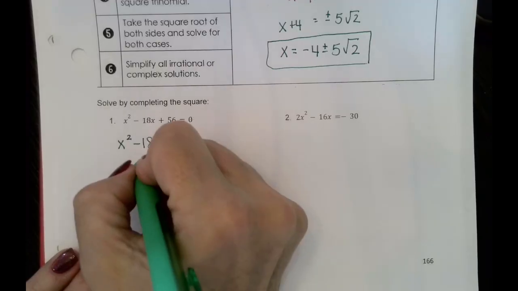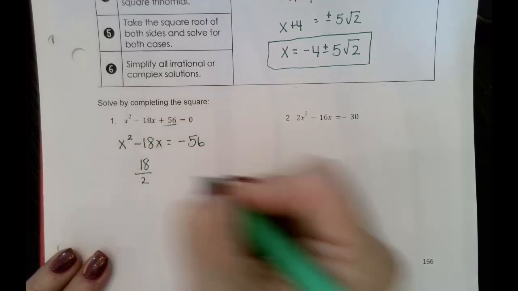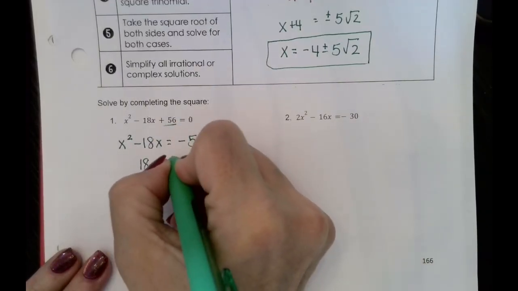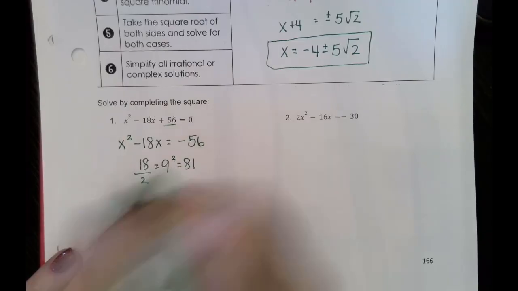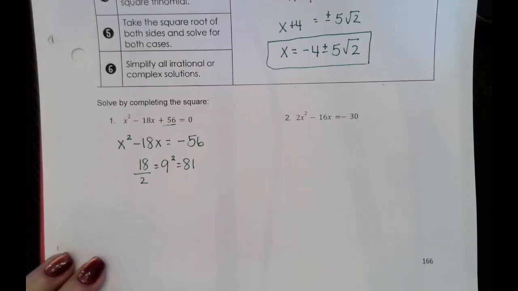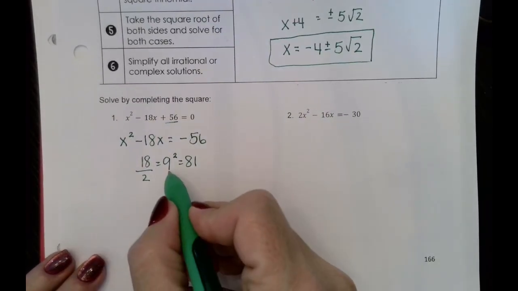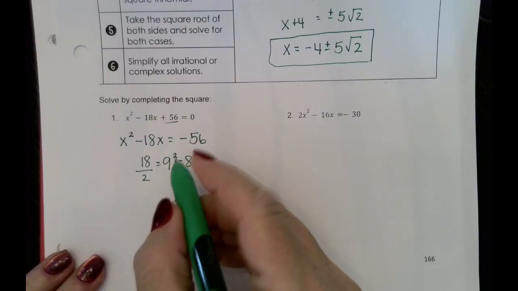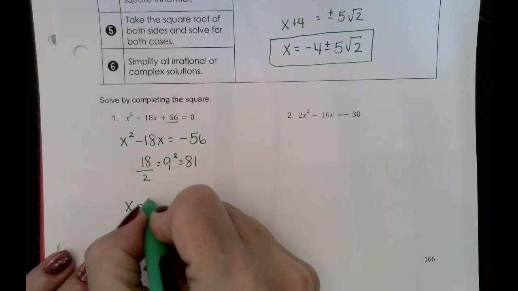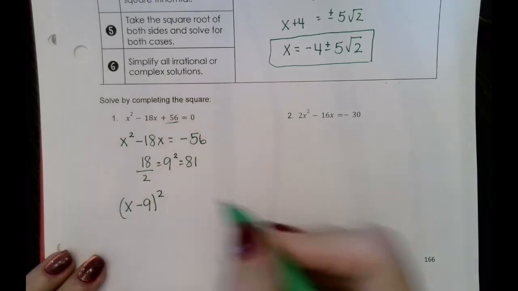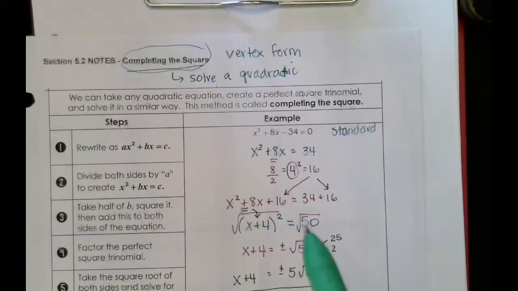Now I take my b value, I'm going to cut it in half. So this becomes 9 squared, which is 81. All right, so I know 9 is the value that I'm going to look for. So I'm going to have x minus 9 squared.